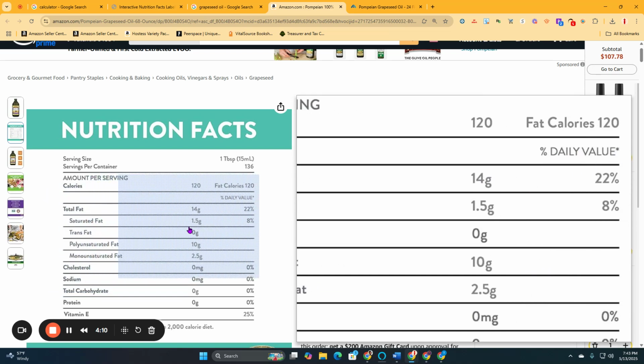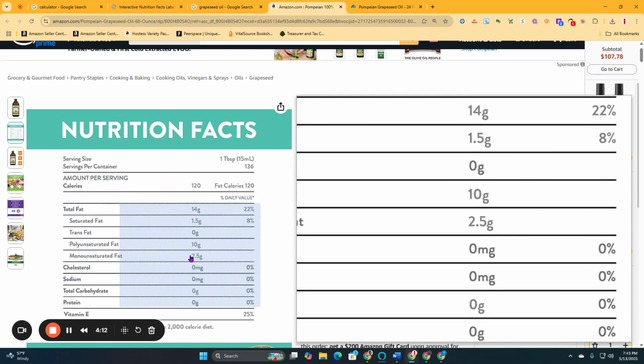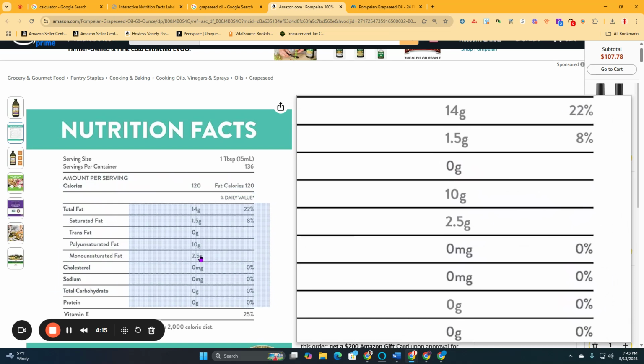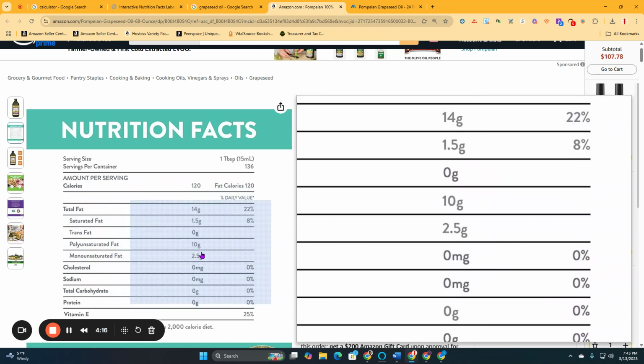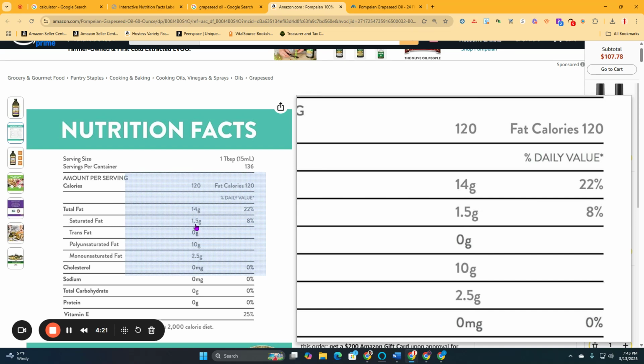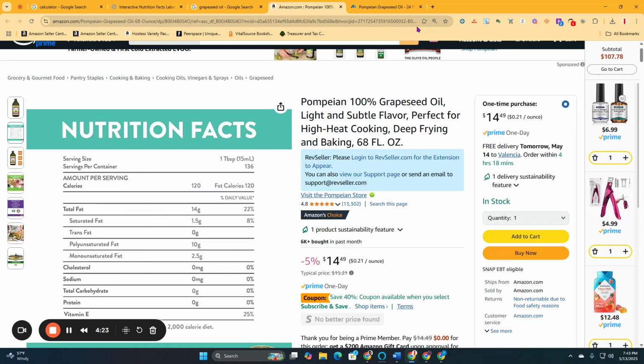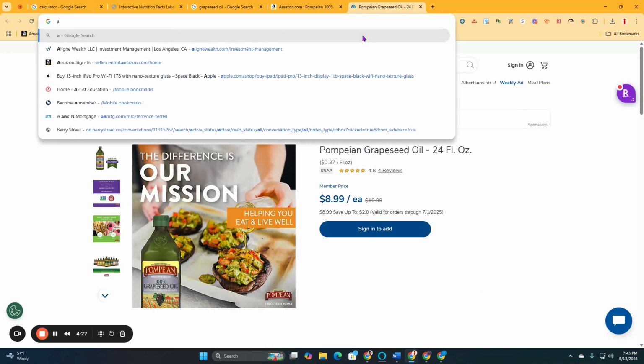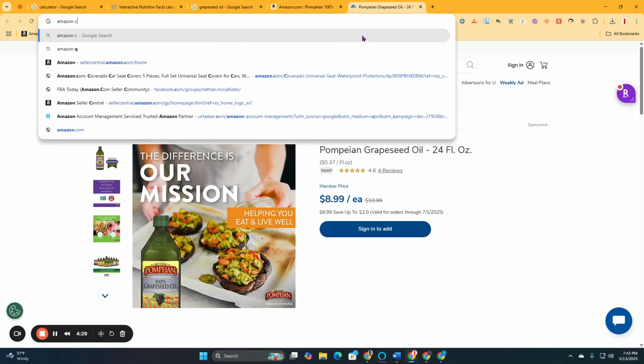So when you put it into perspective like that, you can see that the great majority of the fatty acids is coming from the healthy fats, but only very little is coming from saturated fat, and that's what we want. Now, let's compare it to something like coconut oil.